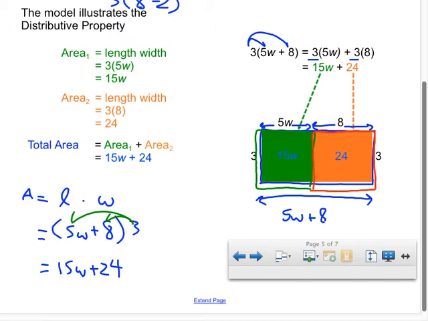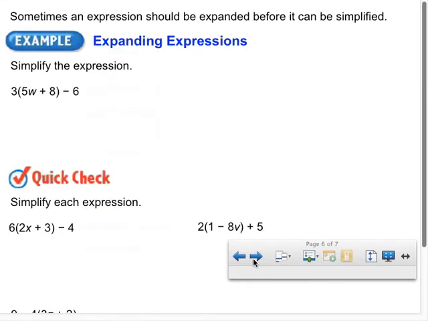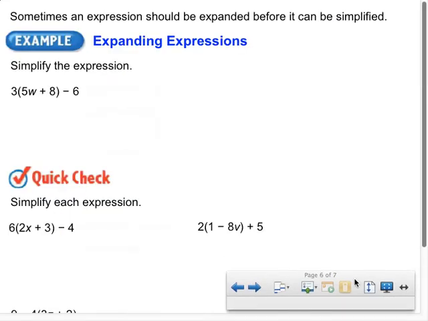Are you going to be tested on this on Connexus, on a quiz or a test? No. It's just nice to know stuff that kind of gives you another way of looking at it. Okay, so I'm going to move on to some problems with distribution property. Can you guys go ahead and solve these expressions or simplify these expressions?